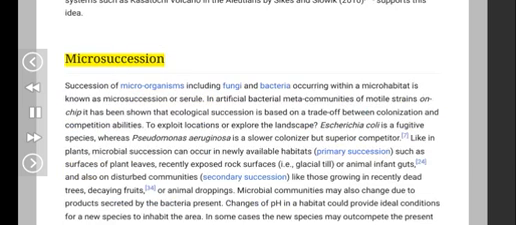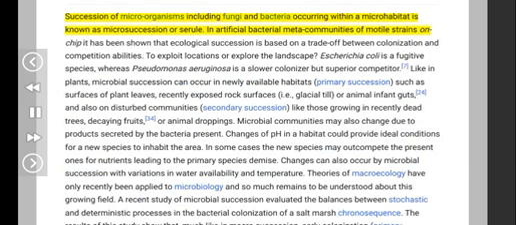Microsuccession. Succession of microorganisms including fungi and bacteria occurring within a microhabitat is known as microsuccession or serule. In artificial bacterial metacommunities of model strains on chip, it has been shown that ecological succession is based on a trade-off between colonization and competition abilities, to exploit locations or explore the landscape. Escherichia coli is a fugitive species, whereas Pseudomonas aeruginosa is a slower colonizer but superior competitor.